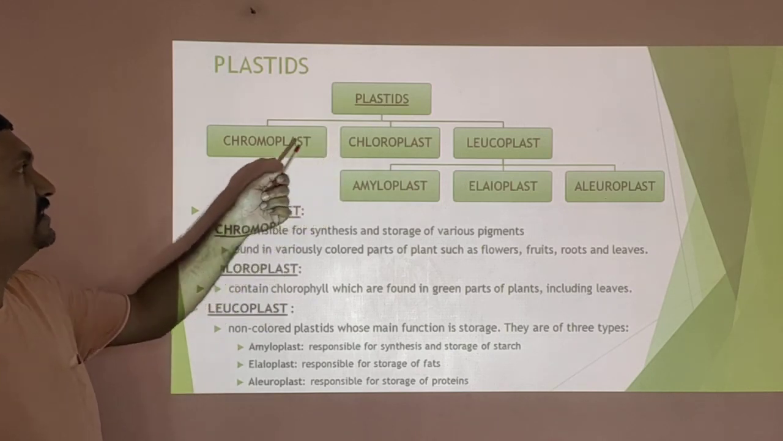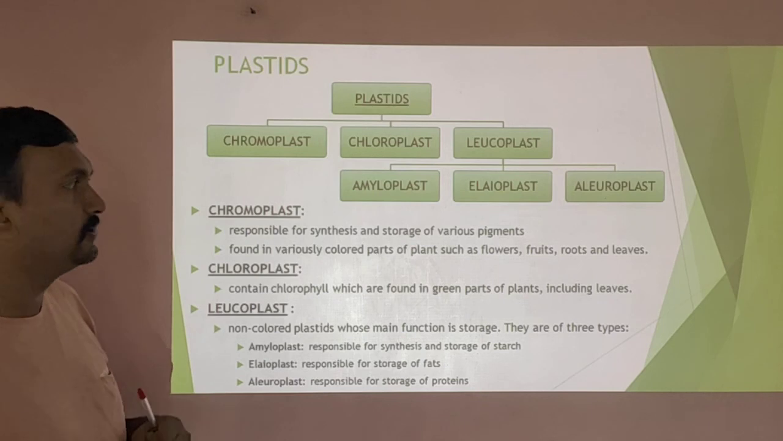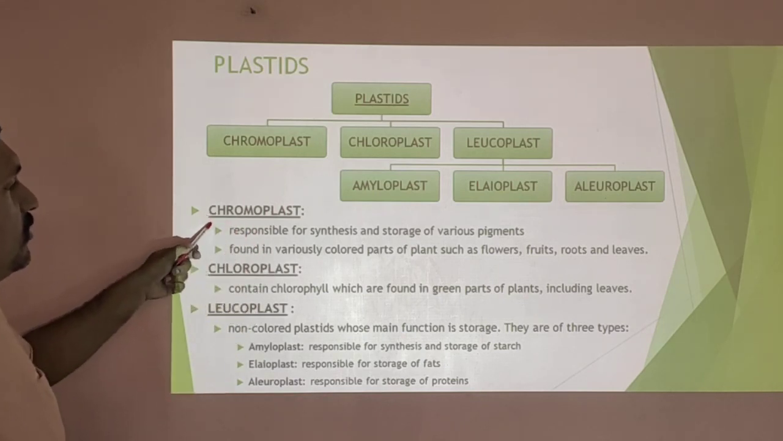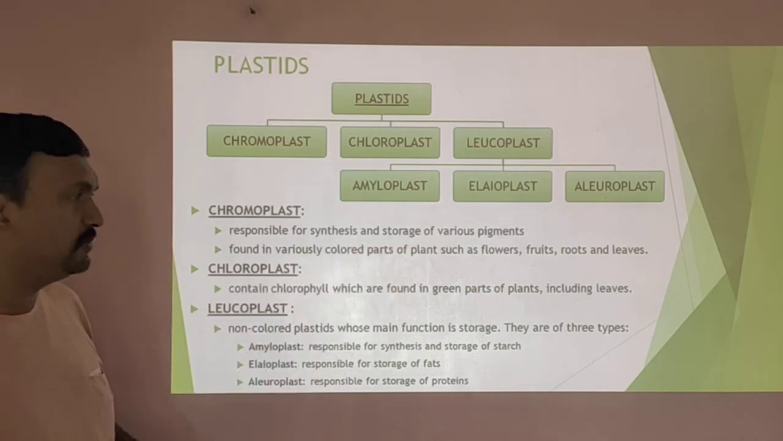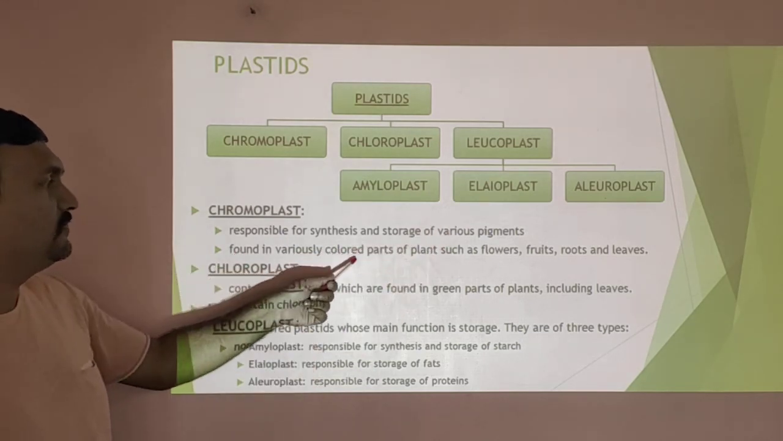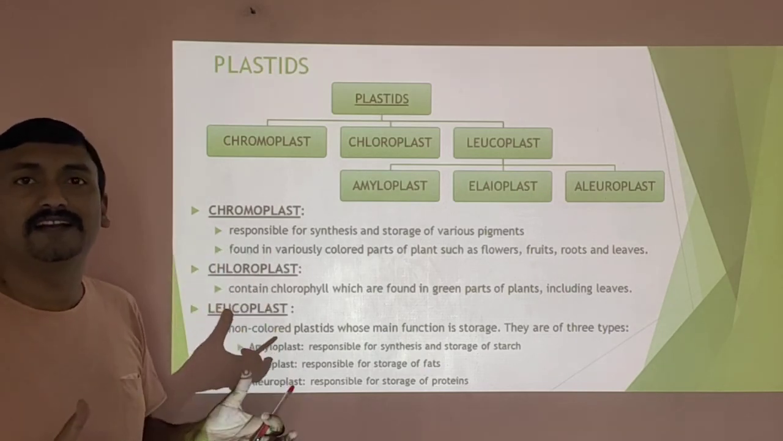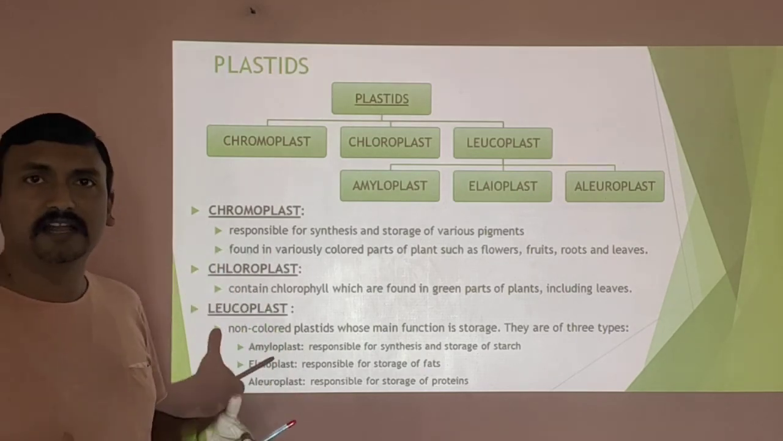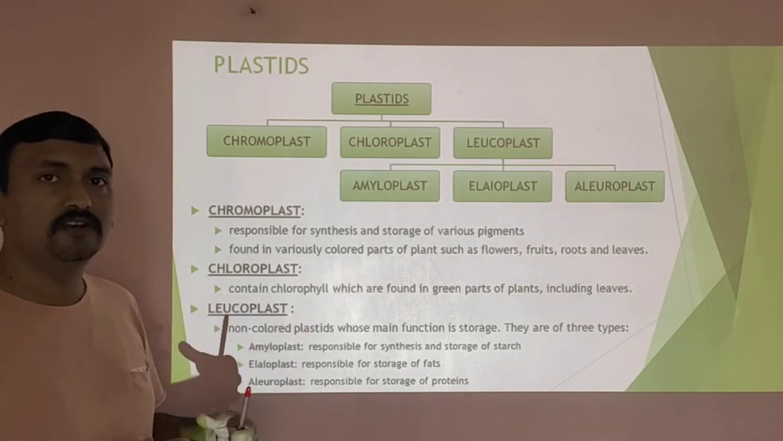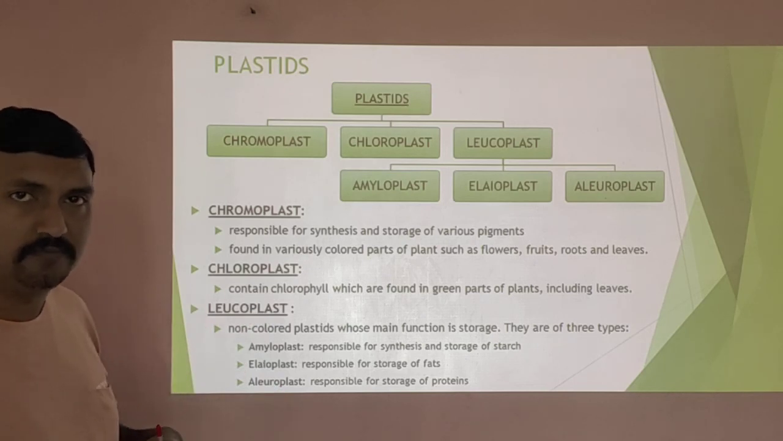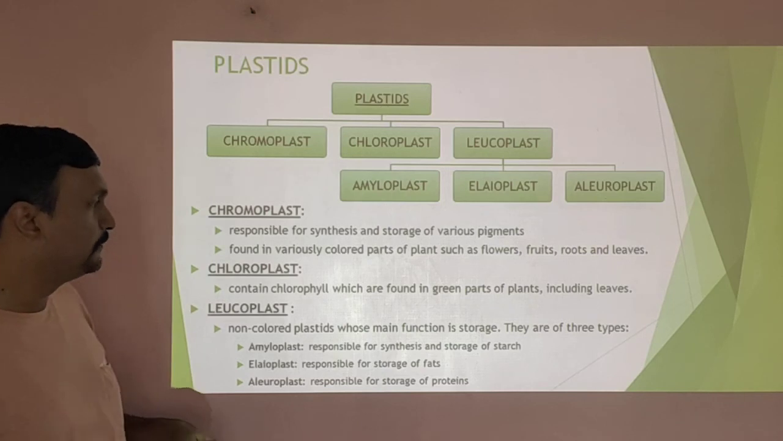Therefore, chloroplast is actually a kind of chromoplast, but it's a specialized type. Chromoplast is responsible for synthesis and storage of various pigments, and you find them in variously colored parts of the plant. Like you see brightly and differently colored flowers. Fruits you find in different colors. Sometimes even roots and leaves might be differently colored. So there you find these chromoplasts.